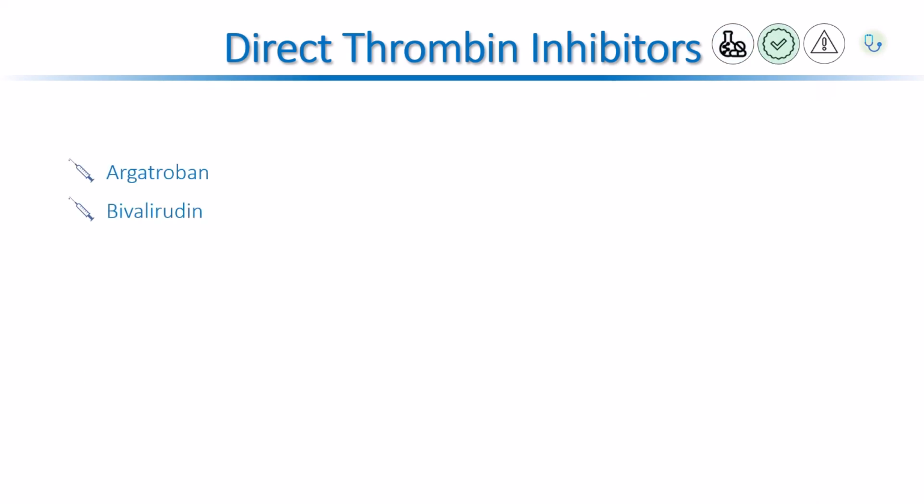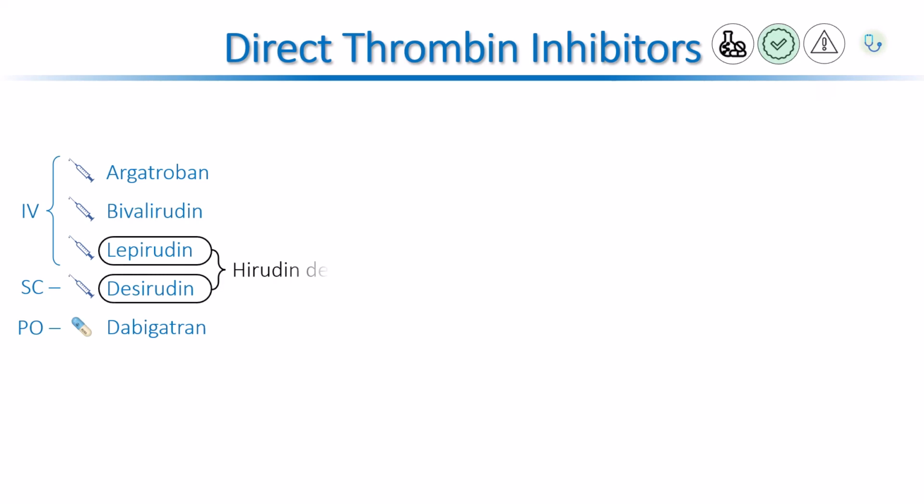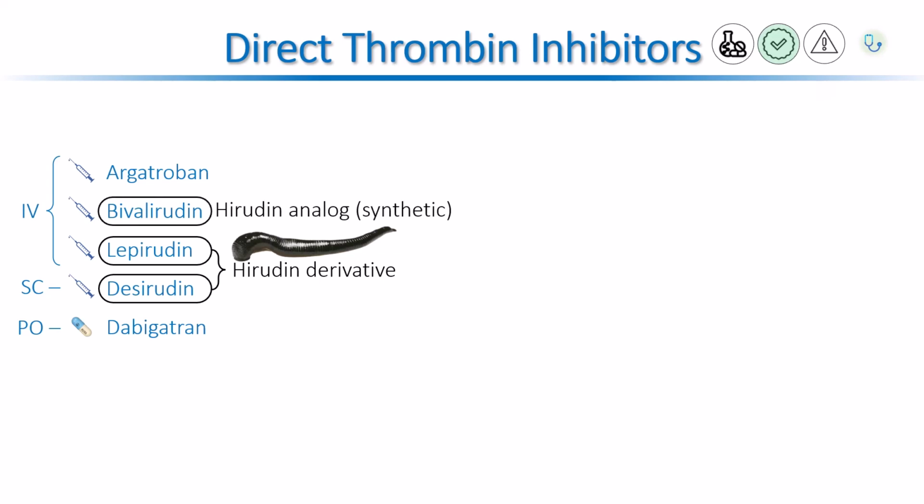Argatroban, bivalirudin and lepirudin are given intravenously, desirudin is given subcutaneously, and dabigatran is given per oral. Lepirudin and desirudin are recombinant derivatives of hirudin, which is the most potent natural inhibitor of thrombin and found in the saliva of leeches. Bivalirudin is a synthetic bivalent analog of hirudin, with a thrombin inhibition activity nearly 800 times weaker than that of hirudin.